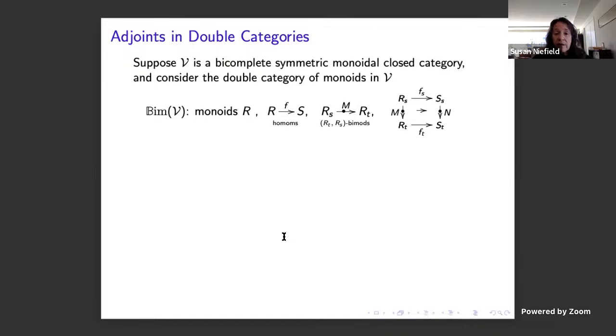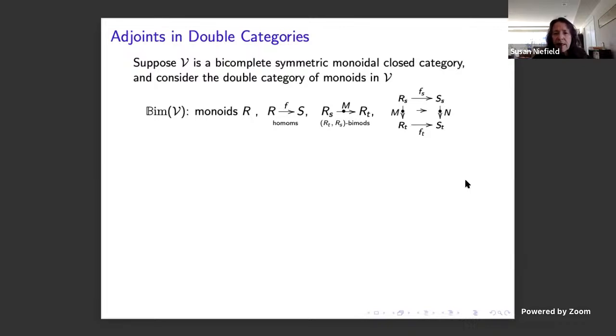The objects are monoids, think rings, in V. And horizontal morphisms are monoid homomorphisms. A vertical morphism, now notice I have an R sub T, R sub S module going from R sub S to R sub T. You can do it either way. Some people do it one way and some people do it another. But in any case, if you're going from R sub S to R sub T, I'm assuming that's a right R sub S module and a left R sub T module. Okay. And I'm doing it that way because I was following what Paré did in his paper.